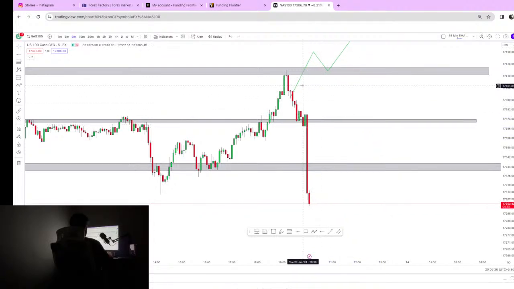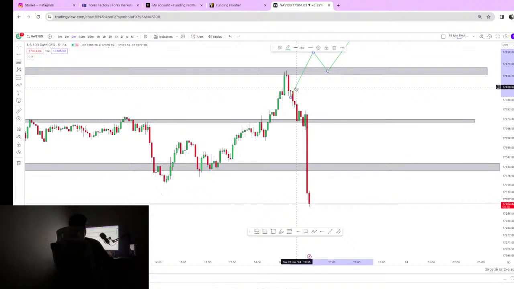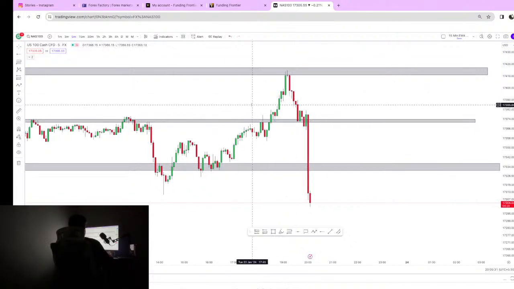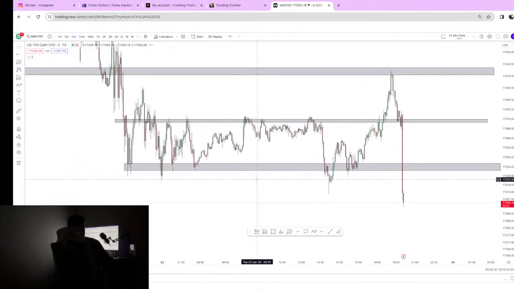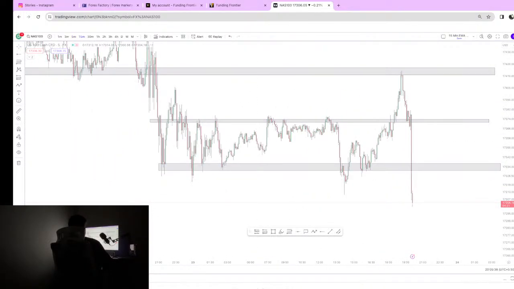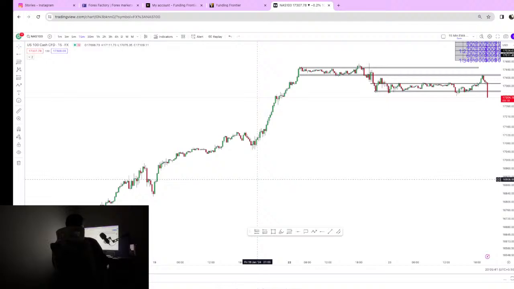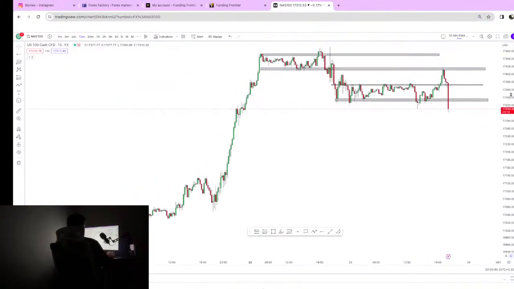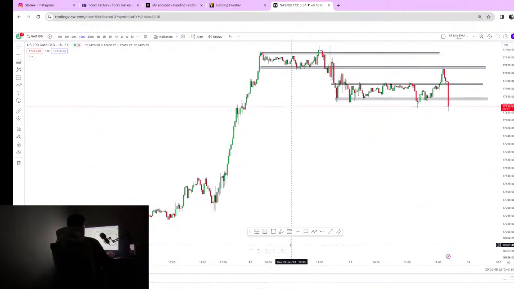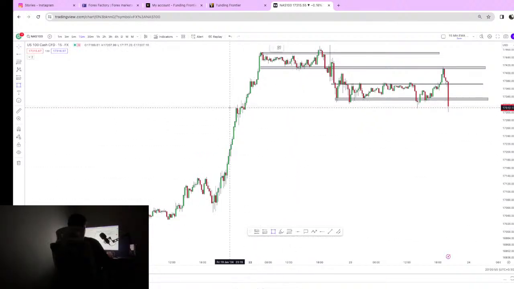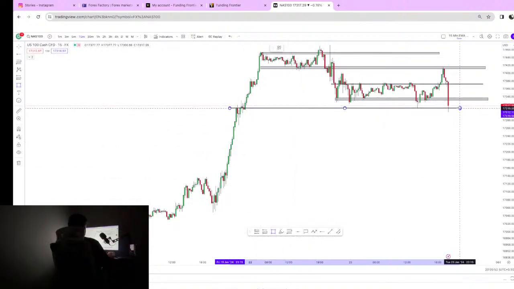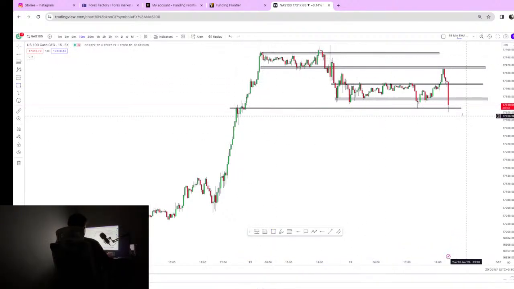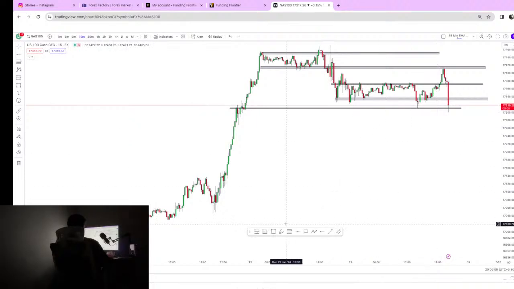So all these ideas are gone now. Let's mark a few more levels. Maybe we would require them. This was a minor zone here. Afterward, a rally started in NAS 100. Maybe the market can rise from here also. Quite possible.